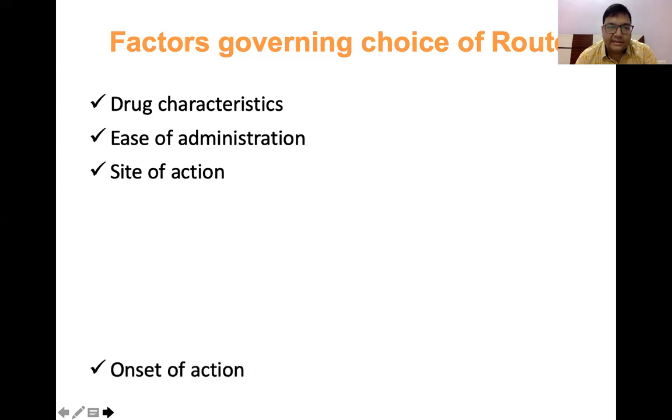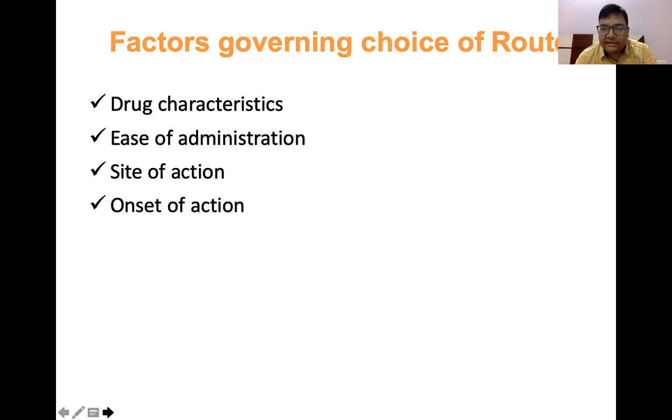Then onset of action: whether it's an emergency condition, we want the immediate effect of the drug. Based on that also our route of drug administration varies. If we give a drug by the intravenous route, the onset will be immediate. So if we are in an emergency, suppose a patient is having some critical illness which requires immediate action, the drugs will be administered by those routes which will have the quickest onset of action.